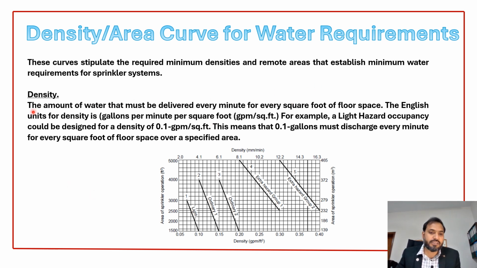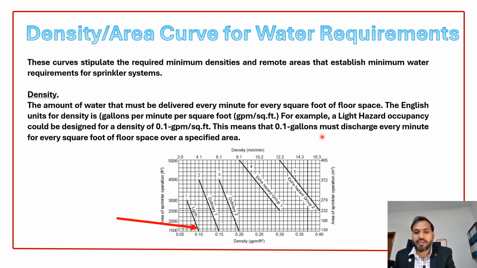Let's discuss density. The definition of density is the amount of water that must be delivered every minute for every square foot of floor space. The English unit of density is gallons per minute per square foot. For example, a light hazard could be designed for a density of 0.1 GPM per square foot. It is basically density on the horizontal axis, and on the vertical axis you can see it is area.